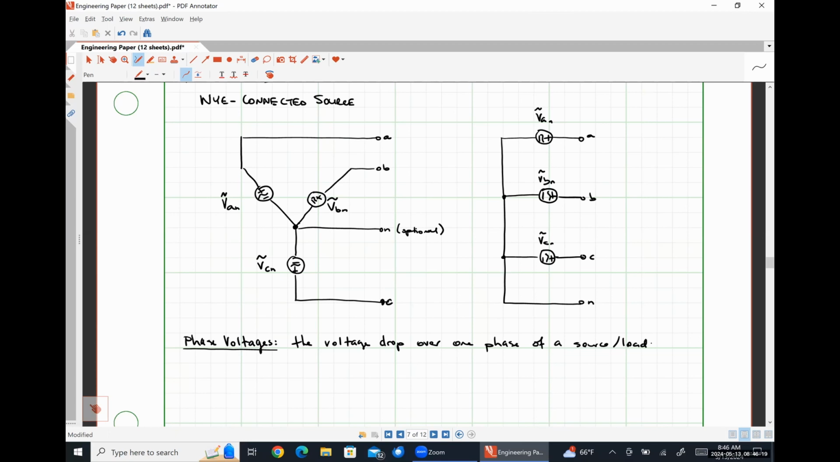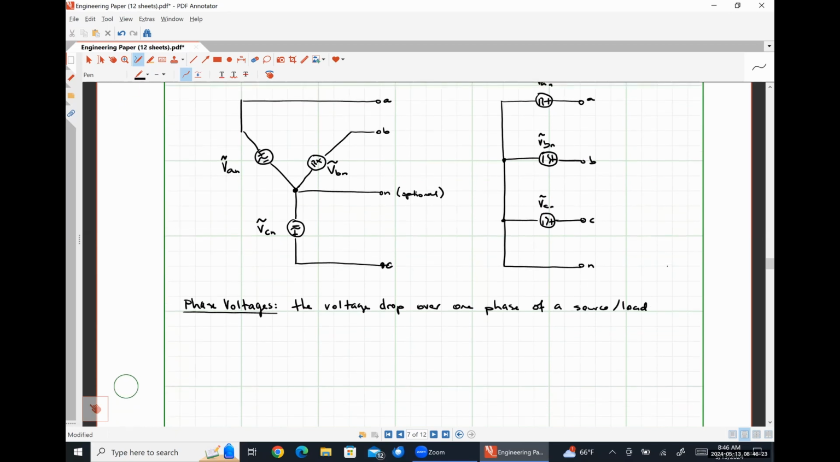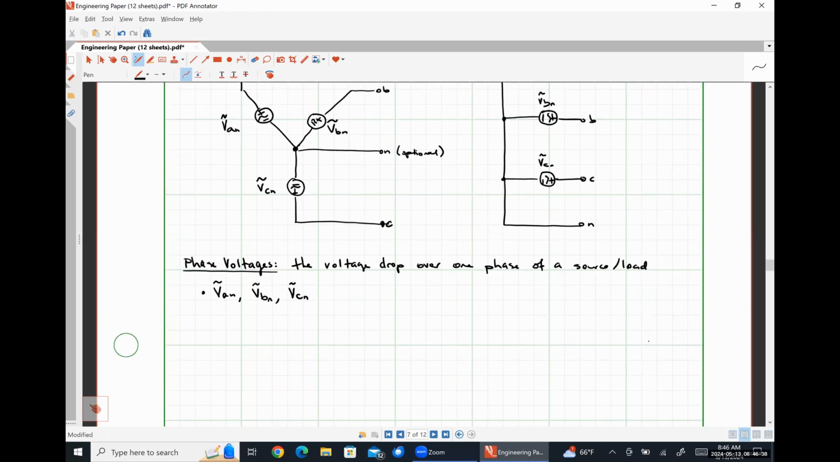Absolutely. Why does it have to be more difficult than that? So our phase voltages here are literally nothing more than our voltages VAN, VBN, and VCN. 100% agree. Thank you, David. Now let's talk about line voltages.